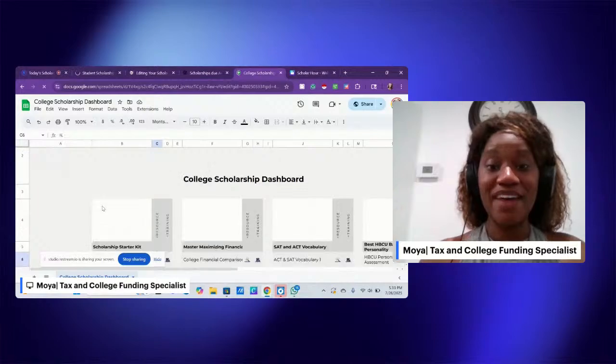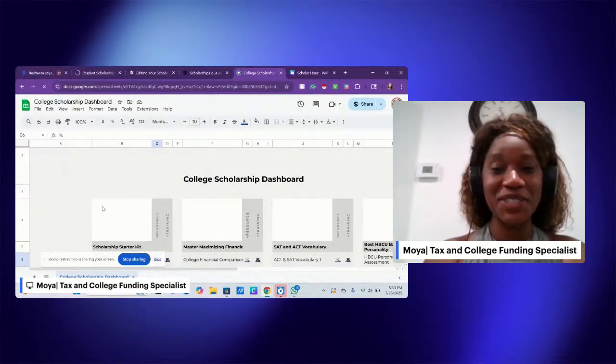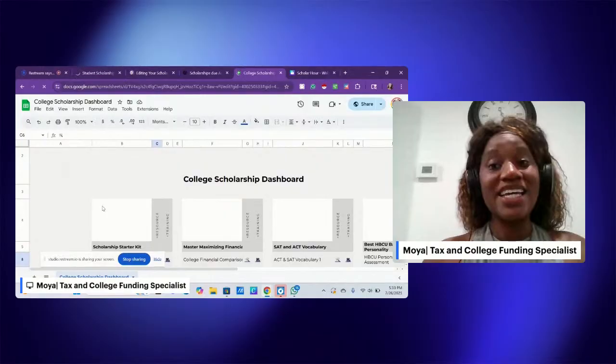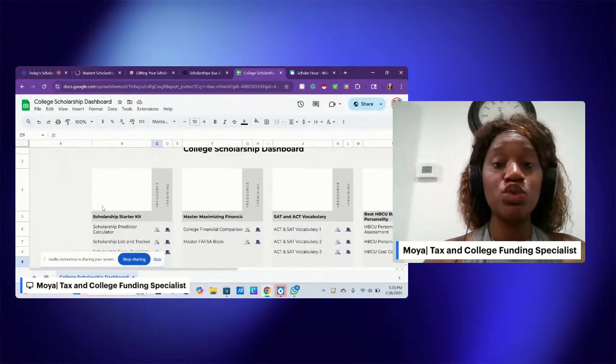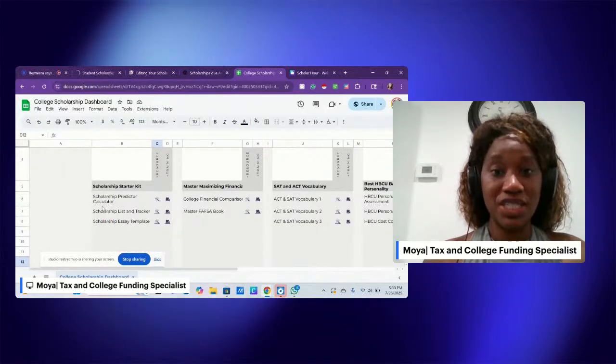Make sure you get and have your college scholarship dashboard. It makes filling out the scholarship so much easier.